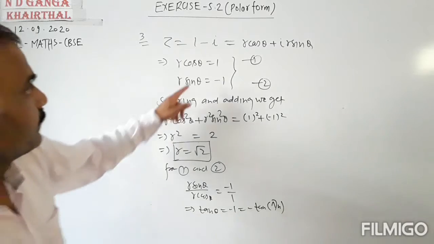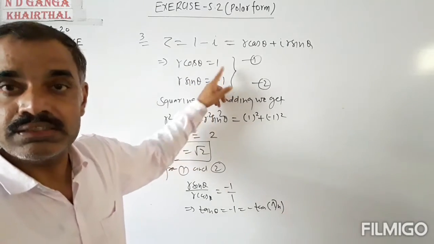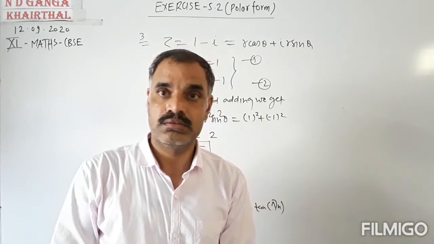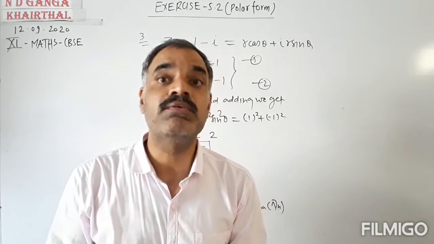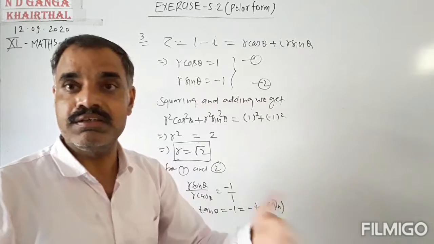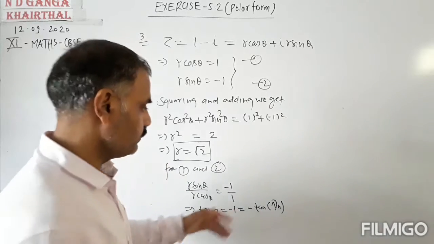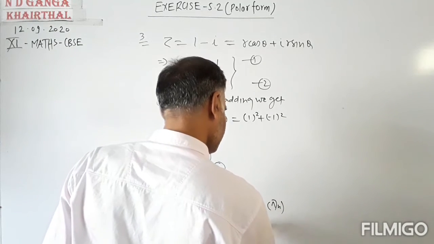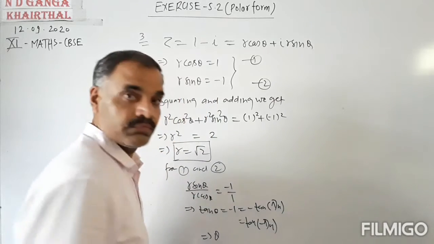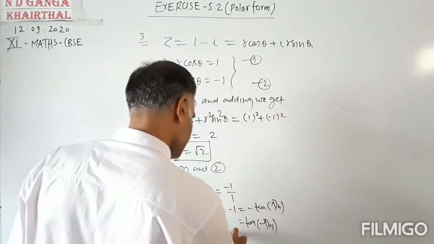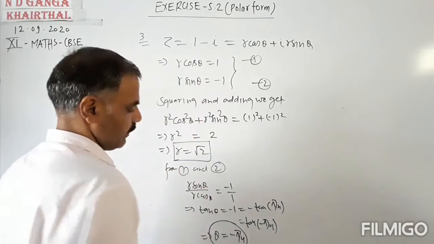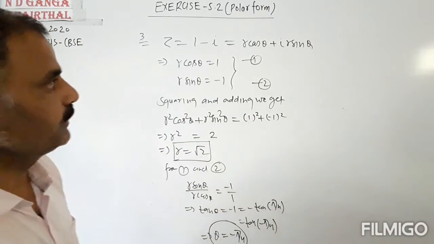Now let us see, cos theta is positive and sin theta is negative. That is why it is the fourth quadrant. The amplitude will lie in the fourth quadrant because cos theta is positive and sin theta is negative in the fourth quadrant. So it equals tan of minus pi upon 4, so theta equals minus pi upon 4. This is the amplitude and this is the magnitude.